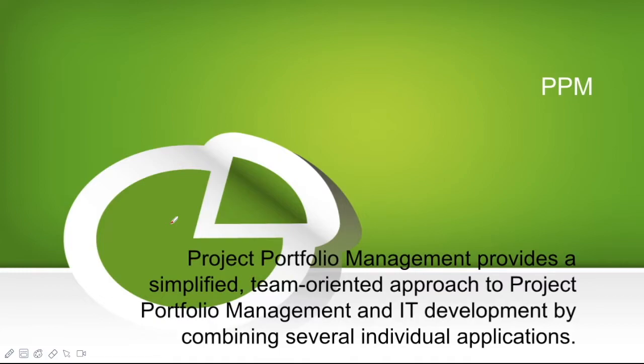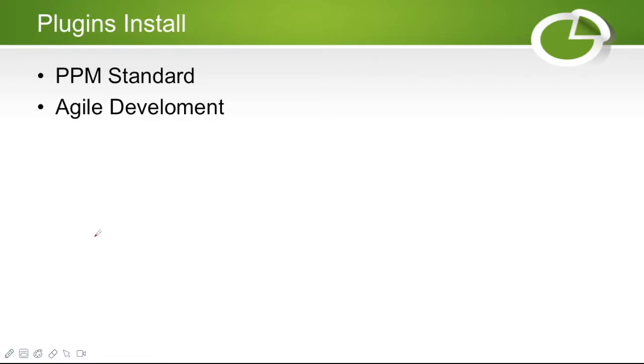So the PPM, the Project Portfolio Management, is a broader scale application with multiple applications. So first of all, I want to talk about what all the plugins are that we are going to install during the PPM. So the very first thing is that we are going to install the PPM standard and the agile development. So this is optional. Agile development is optional. If you don't install the agile development, you won't be able to create the hybrid project or the agile task.